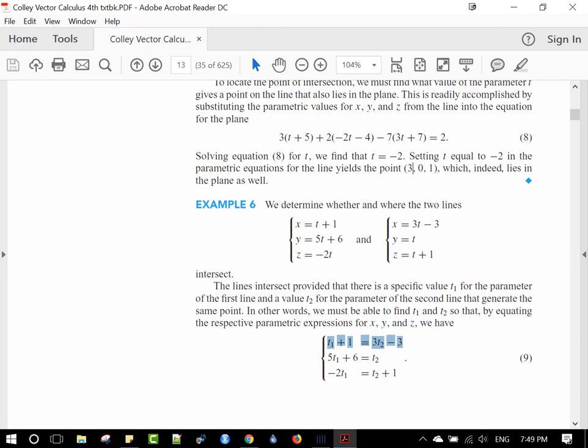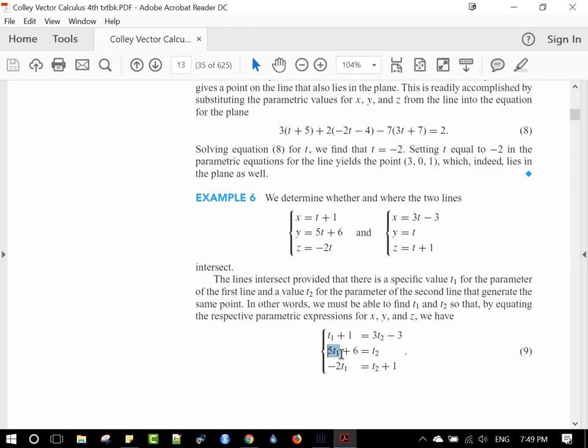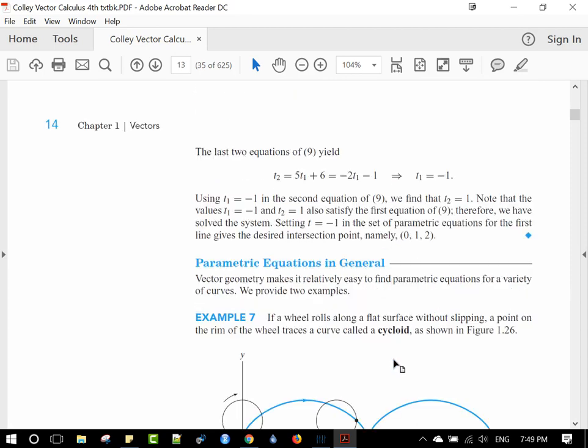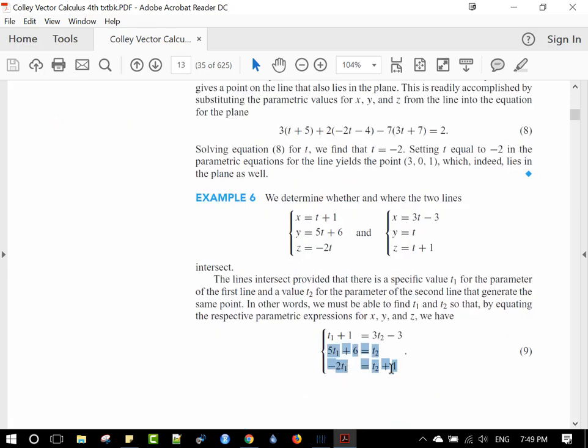The next thing they do is focus on these two, and those two give us this, which implies this. So t1 has to be equal to -1. Using t1 equals -1 in the second equation, we find that t2 equals 1. Now we have to check. Note that the values t1 and t2 also satisfy the first equation of 9. Therefore, we have solved the system. In other words, we found t1 and t2 that satisfy this, this, and this. So there is such a pair, t1 and t2.